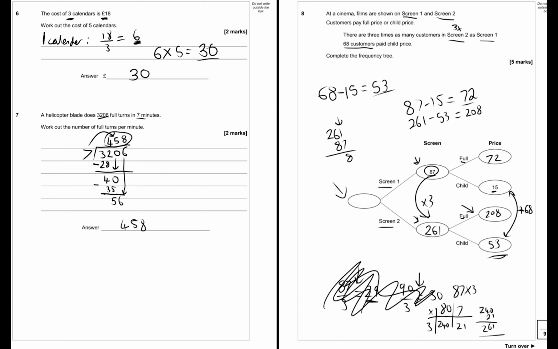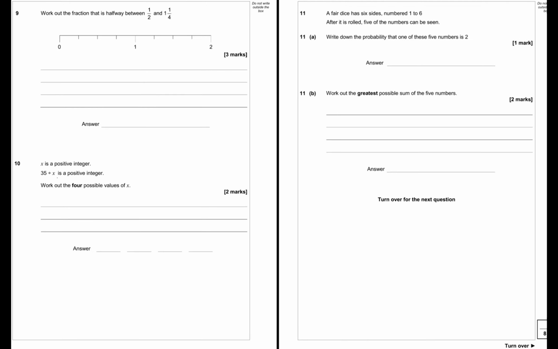Do this one first. You're going to do the column. So you get 8 plus 6 plus 8 gives you 14. Carry the 1. You're going to get 348. And we are done. All of that for 5 marks. Good job, people.